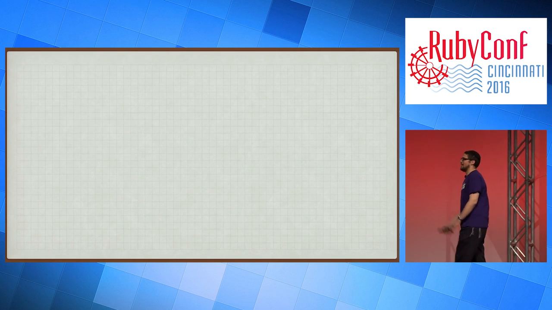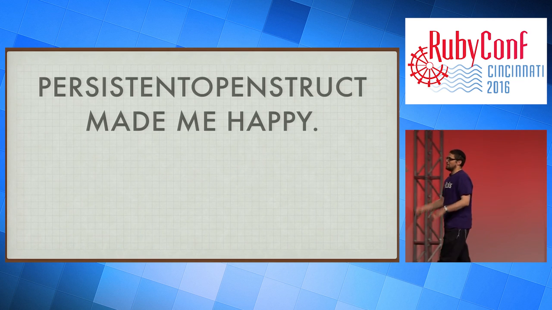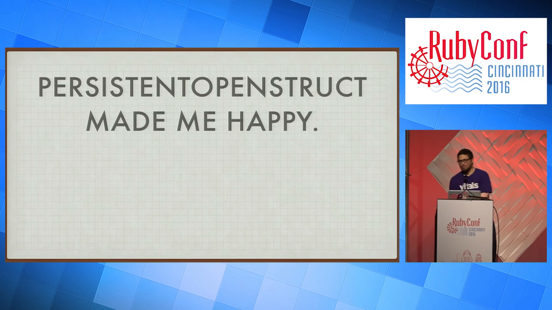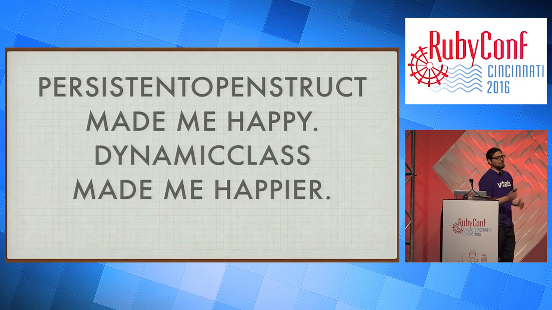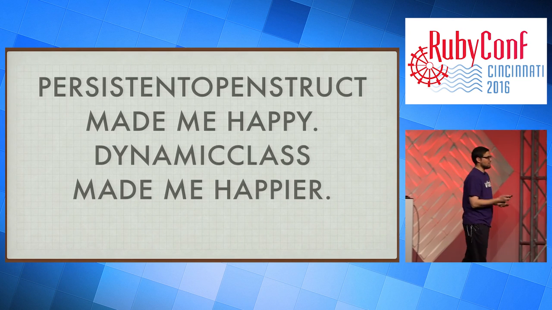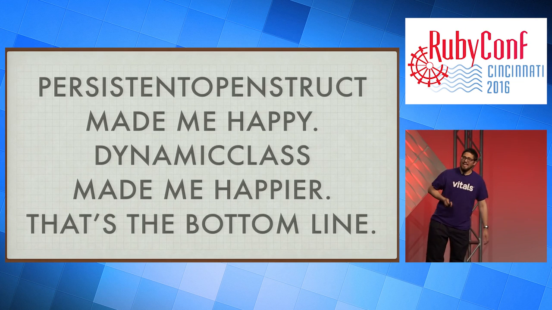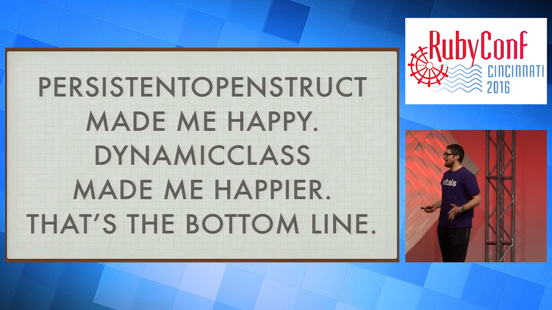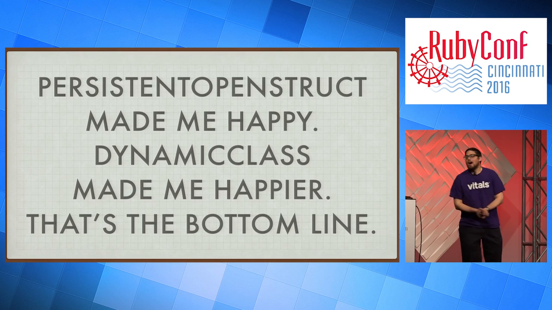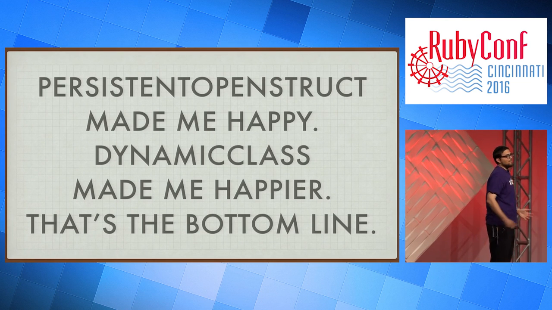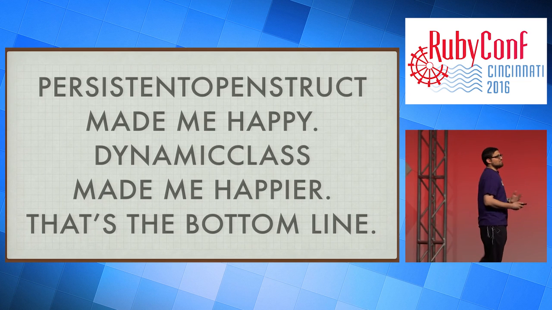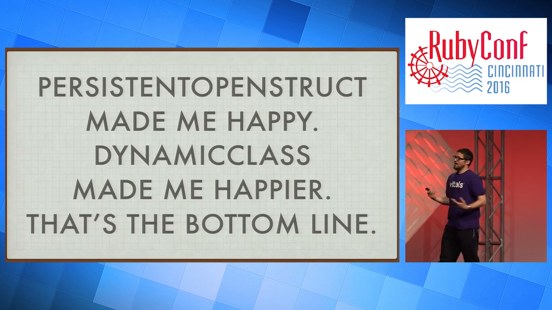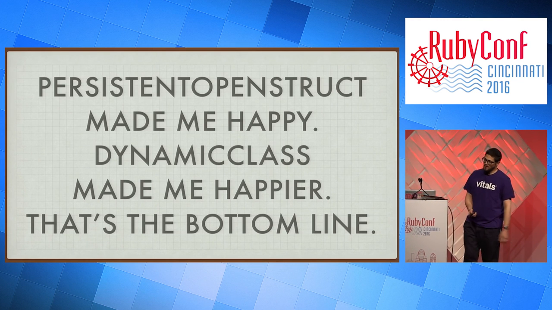OK, let's start to wrap up. Persistent OpenStruct made me happy. It was a really good learning experience. And it also worked really well. Dynamic class made me happier because I think it was just a much cleaner solution. And to me, that's the bottom line. Maybe people are going to see this talk and start using it in their apps, and that would be great. I'm really happy to help out people. But even if that doesn't happen, even if I'm the only one who ever uses this, that's fine, right? I had a really great experience and learned a lot creating these solutions.